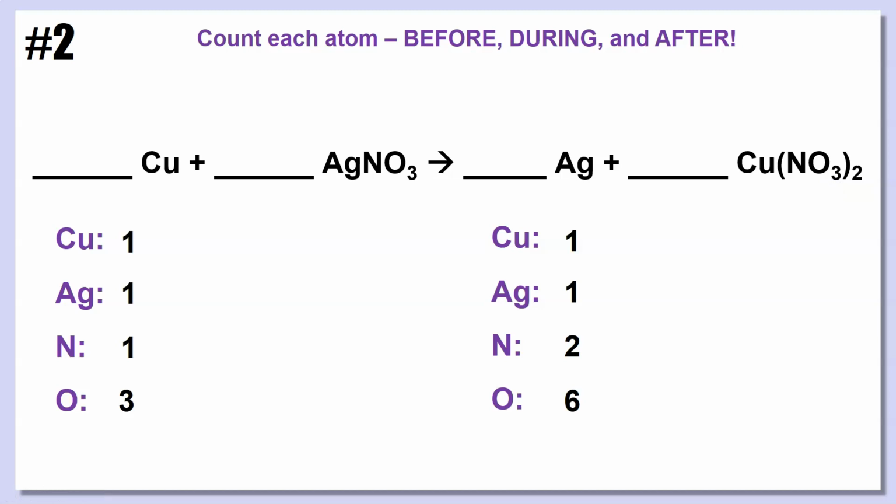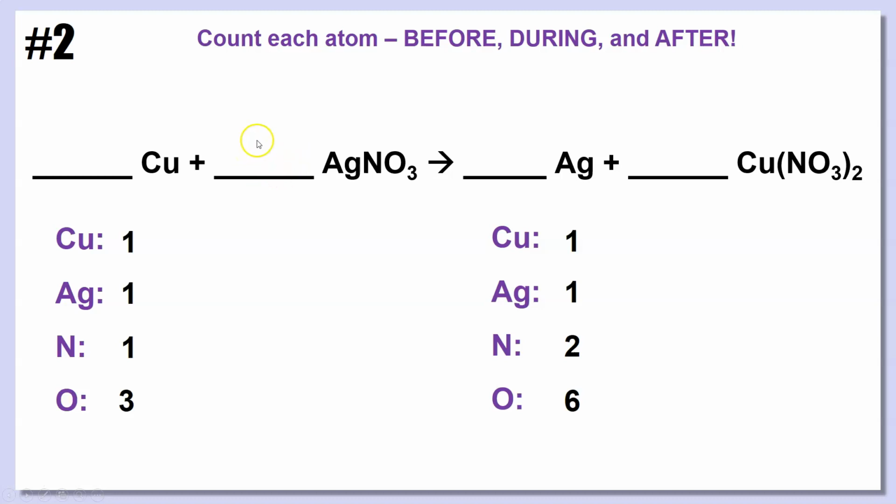So I have a couple of things I have to fix this time. Personally, I like trying to leave the oxygens till the end, or at least as late as I can. I'm going to try to fix my nitrogen first. Another thing I'm going to try to keep in mind is if you notice, I have a nitrate ion package on this side, and I have a nitrate ion package on this side. The nitrate is not breaking apart. It's traveling as a package, right? And so if I look here, I have 2 of these packages. So in my head, I'm going to think about trying to balance that as one whole chunk.